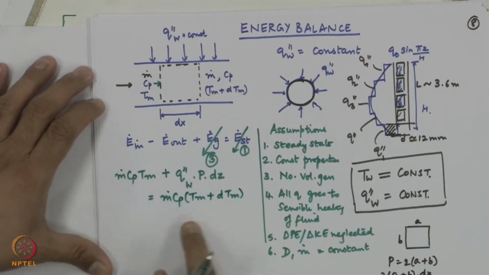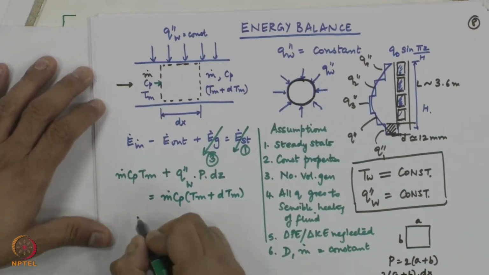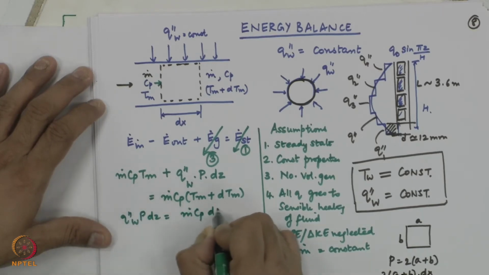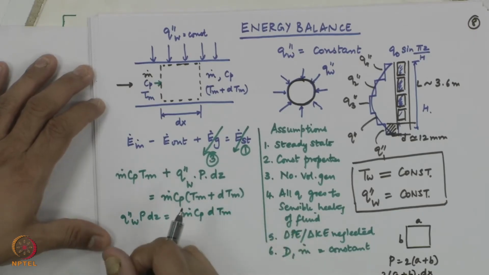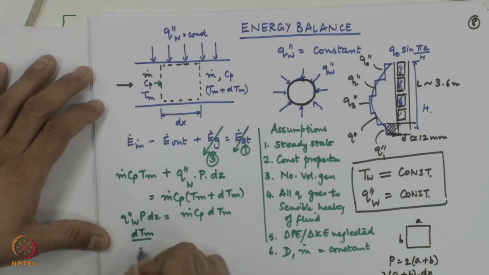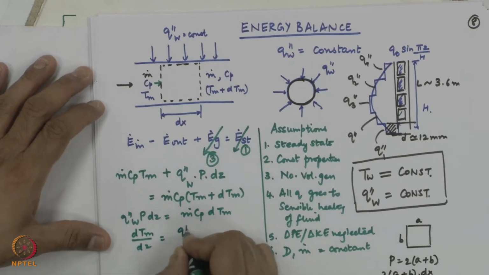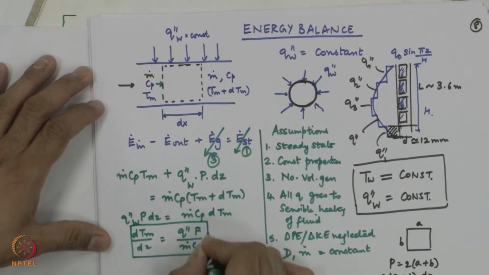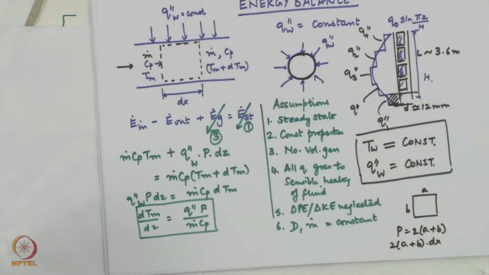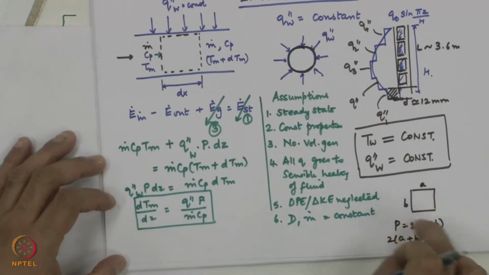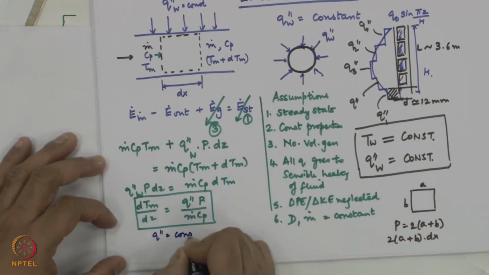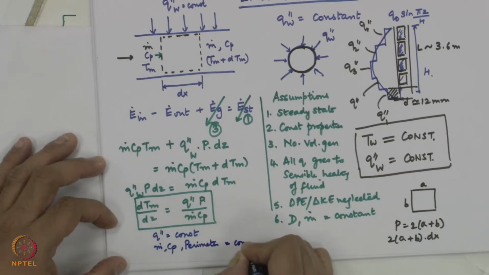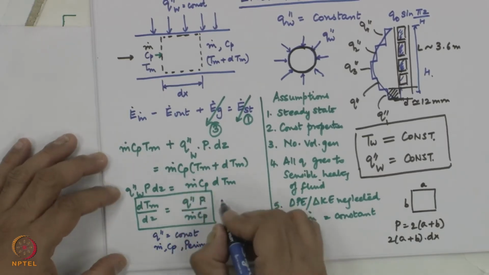So, if I open the brackets, I will cancel m dot Cp Tm, and I will get a differential equation: q double prime P dz is equal to m dot Cp dTm. This is nothing but dTm by dz equal to q double prime perimeter divided by m dot Cp. What can we say about this? For a given circular pipe or given geometry, we have assumed m dot, Cp, perimeter are all constant. Is that right? Therefore, the right hand side is a constant.